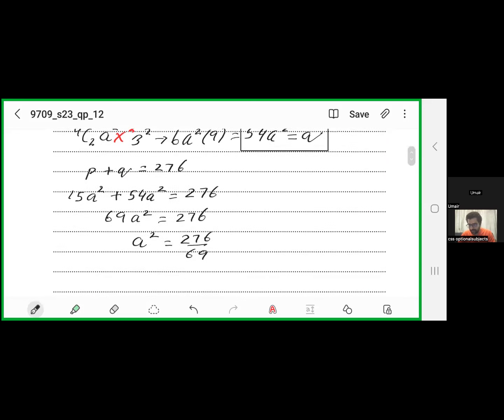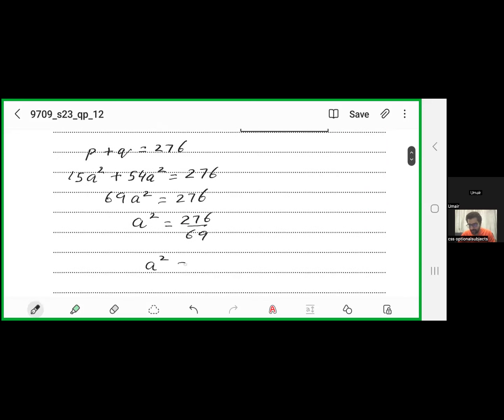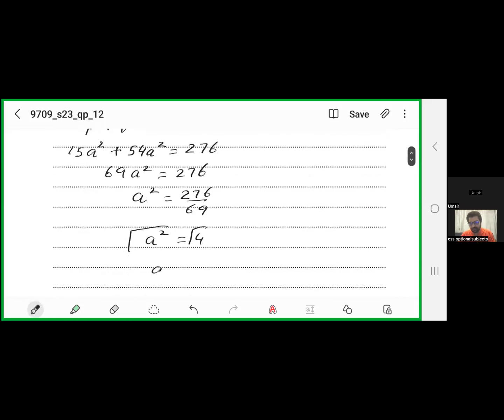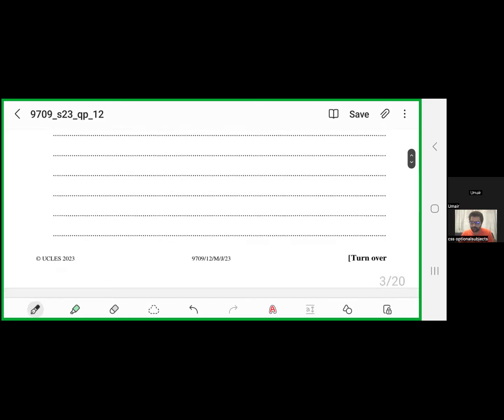Well, that will give you 4. So a square is equal to 4. Upon taking square root, what will be your answer? That is plus minus 2. So this is how you can find the value of a. Moving towards the next question.